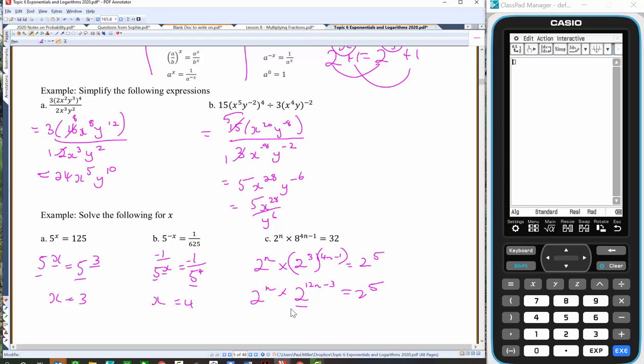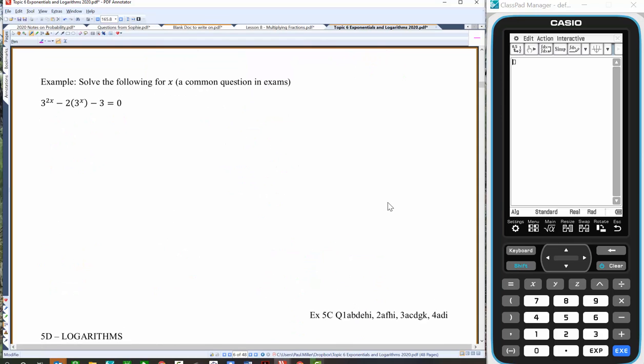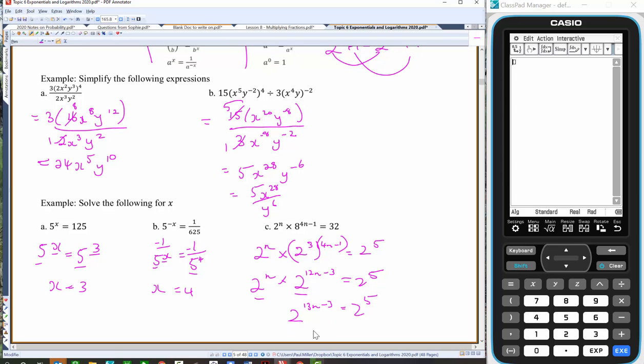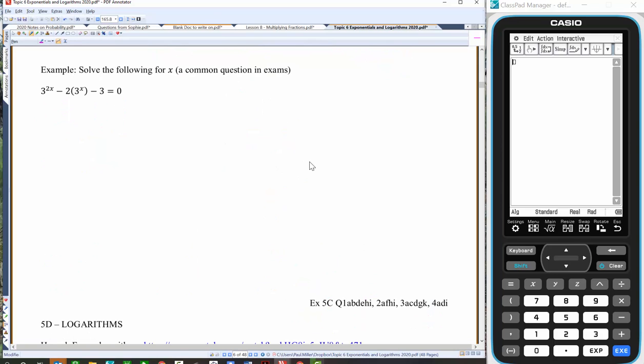Okay, so common bases, what we do is we add the powers. So I've got 2 to the 13n take 3 equals 2 to the 5. Now the bases can be equated. So what we can do is say that 2 equals 2, so 13n take 3 equals 5. 13n equals 8, n equals 8 on 13.